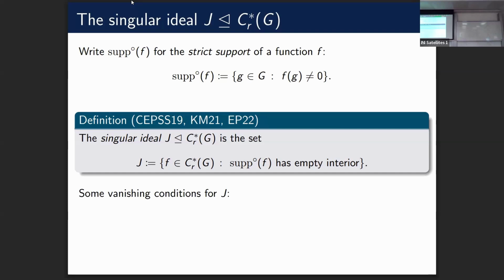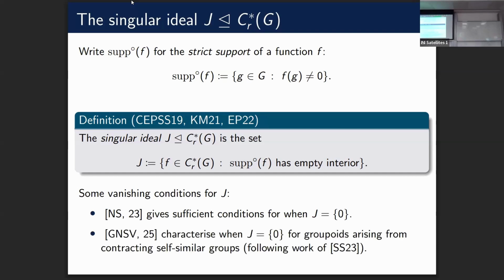Okay. In order to understand simplicity, we want to see when this thing vanishes, so when it's 0. And here are a couple of results in this direction. Neshviev and Schwartz in 2023 give some sufficient conditions for vanishing. And then in the case of groupoids arising from contracting self-similar groups, this 4-author paper from this year gives a characterization following work of Nora and Ben Steinberg in 2023.